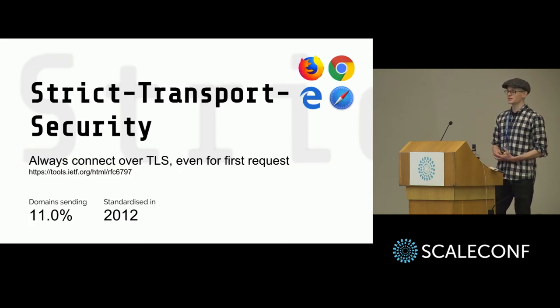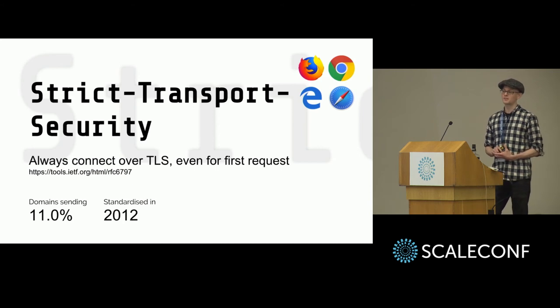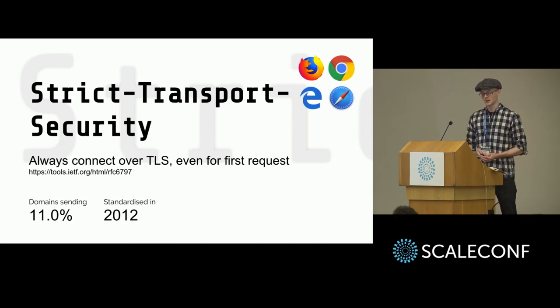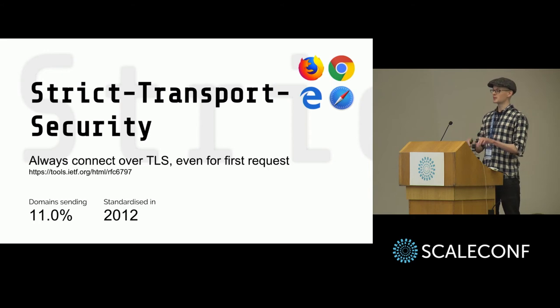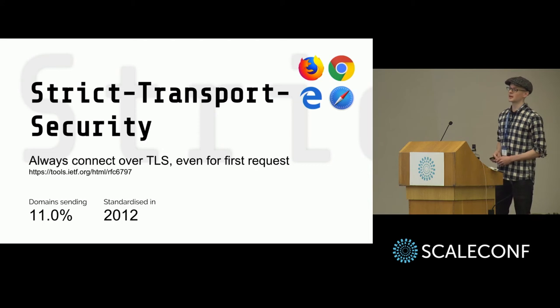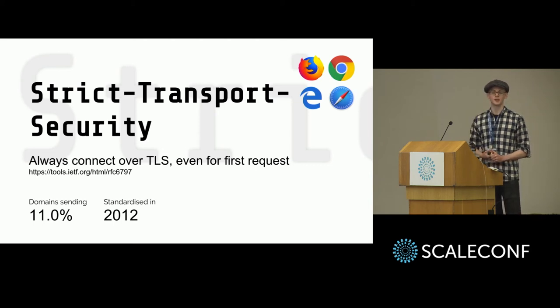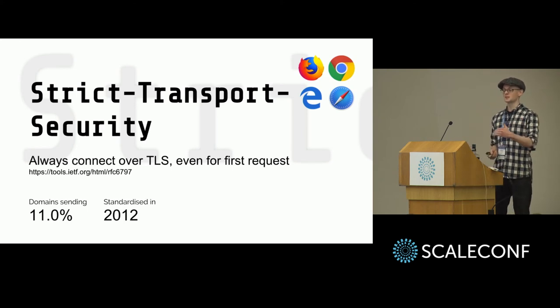One header which definitely does make a difference to every site is strict transport security. And yet, this is sent by only half as many domains as use content type options. And basically, this just says, always connect to me over HTTPS. Because when people go to their browser and they type a web address in, they don't bother typing https://cnn.com. They just type cnn.com. And the browser has to interpret that as meaning HTTP, not HTTPS. And so CNN will probably redirect you to https://cnn.com.